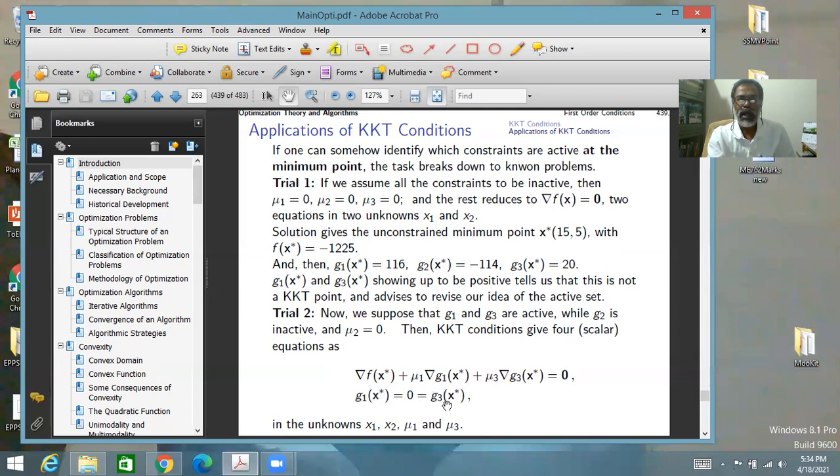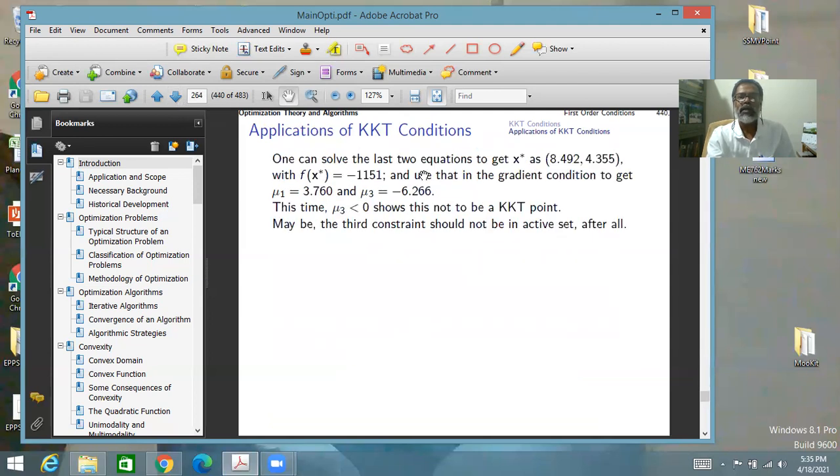Now these two have no mu. These two have only x1, x2. So these two simultaneously we can solve for x1, x2. And then when we put them here, that is, we put grad f at that point and grad g1, grad g3 at that point, then we get two linear equations in mu1, mu3, which we can solve. So that's what we do. We solve the last two equations to get x star and evaluate the function there, and also use the gradient condition to get mu1 and mu3.